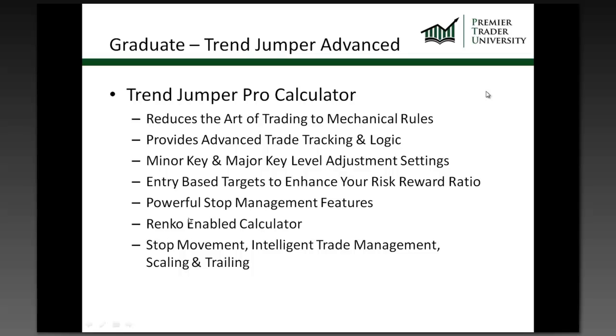We're going to talk in depth about the key level adjustments that we do. Key level adjustments are critical. If you're a standard trend jumper user, you have to know this. This is all taught in training. But then you've got to remember when to make those adjustments. Just like I showed you on that EJ example, we had to know what adjustments to make. Well, the Pro calculator knows how to do that for us.